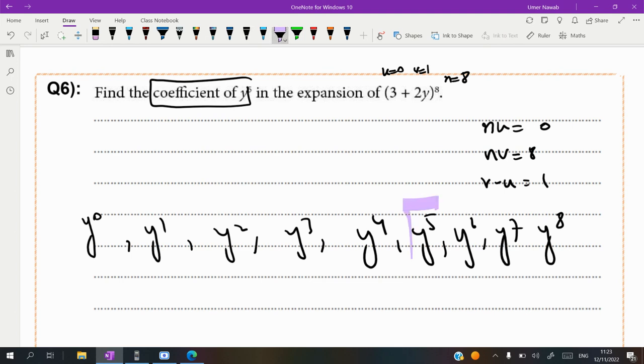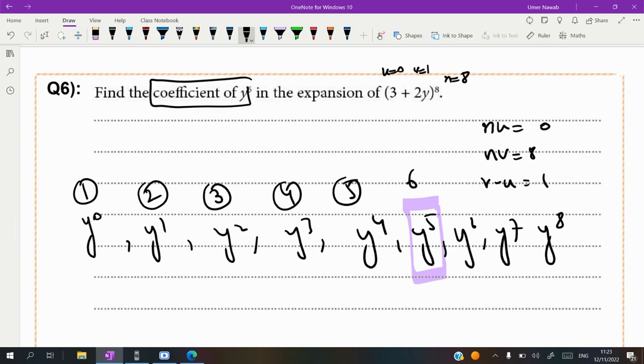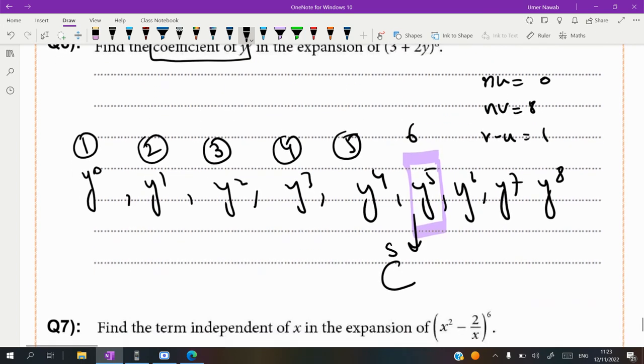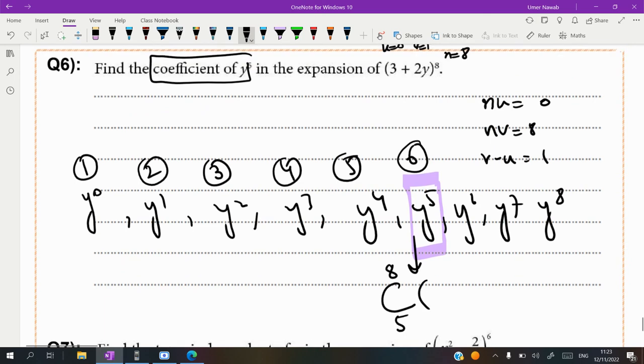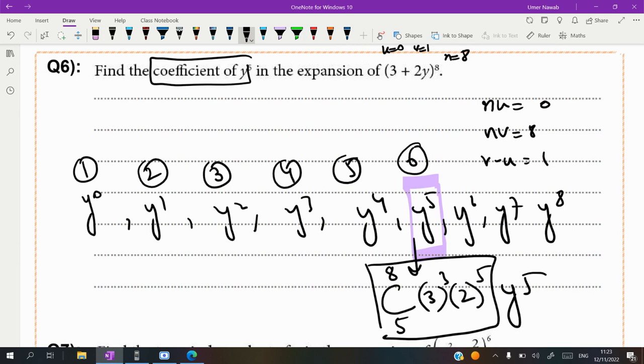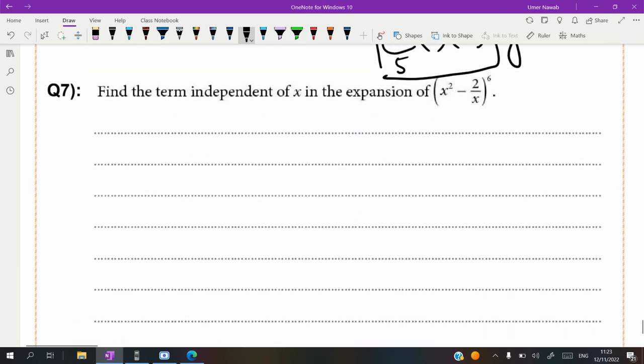Which one I am looking at? I'm looking at this. Can you count which term it is? 1, 2, 3, 4, 5, 6 term. So I understand if this is a 6th term, so I'm going to write here 8c5, 6th term means 5. I'll write here 3 power and 2. Do I need to write y? I already know this is y^5, so just keep 2 power 5 and 8 minus 5 is 3. Whatever the answer comes, you will write with y power 5 because this is the term with y power 5.